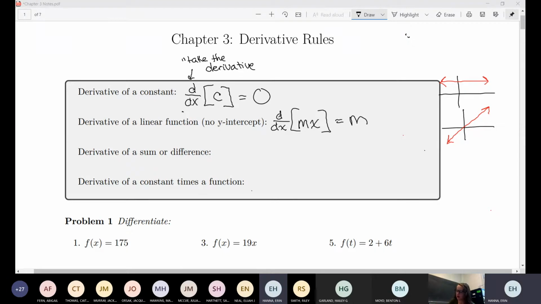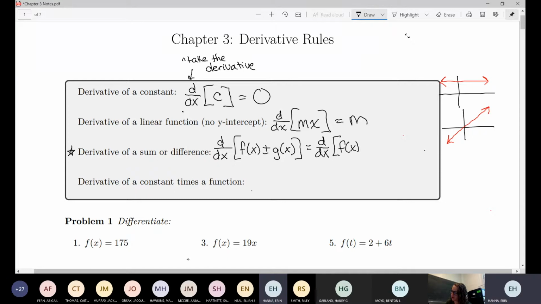All right, and then this one you just got to trust and believe. If we want to take the derivative, and we'll be doing lots of examples in a second, of essentially two functions that are either added or subtracted together, what we're going to do is take the derivative of the first function and add or subtract it to the derivative of the second function. So essentially you can push that derivative idea through addition and subtraction. You just take the derivative of each piece.